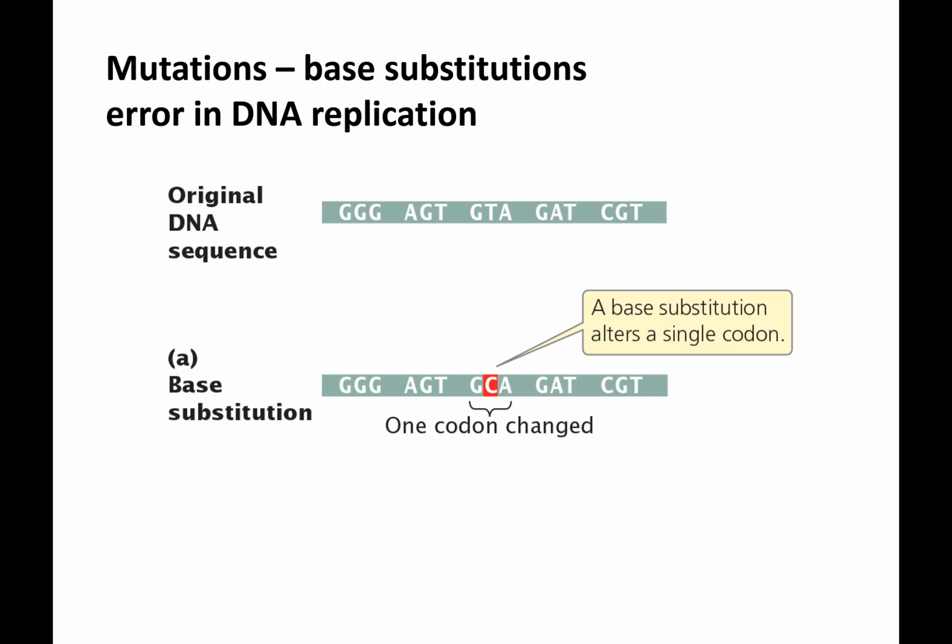So you could get an error in replication that is continued on to the next DNA post-replication, and one is called a base substitution, where I want you to see that you just put in a different nucleotide. Instead of a T that was in the original sequence, now there is a C. And we've talked about our codons, so if this was in a protein coding region, you've changed one codon.